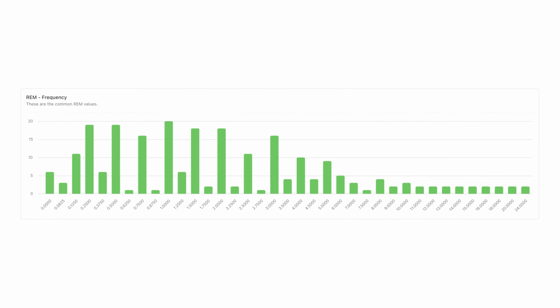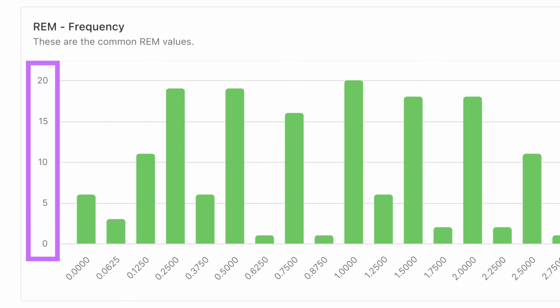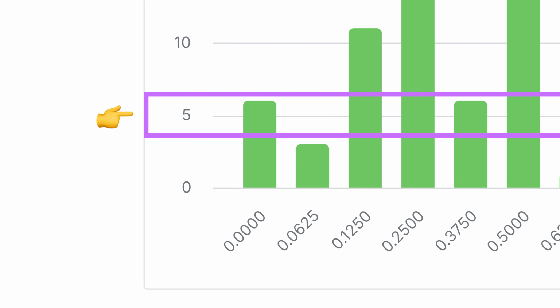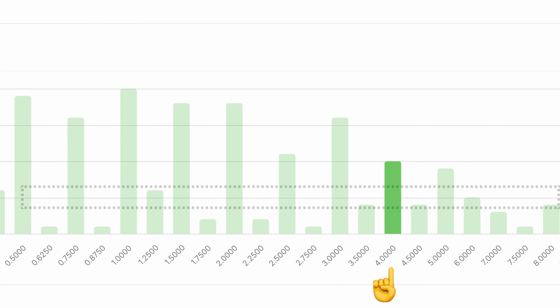What are the common rem values? If you look at this bar chart, the x-axis represents the rem values, and the y-axis represents the amount of instances a value is used. If we use this as a cutoff, the most common rem values are 0, 0.125, 0.25, 0.375, 0.5, 0.75, 1, 1.25, 1.5, 2, 2.5, 3, 4, 5, and 6.